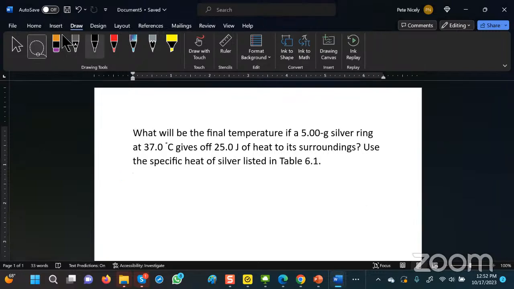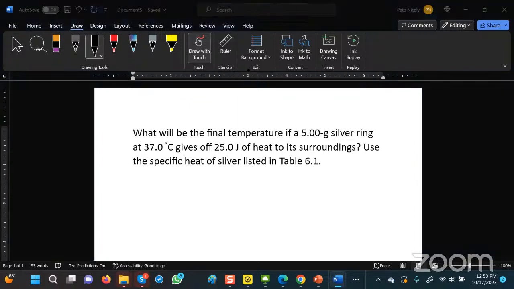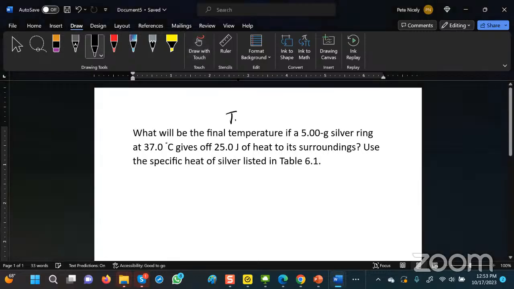Okay, so now when you're doing this question, you have to be careful. You have to pay attention to how the question is worded, because the way the question is worded will give some indication as to the signs for some different terms. It says, what will be the final temperature? So I'm just going to use Tf here to represent the final temperature. That's what the question is asking for. It gives you the mass of the ring. It gives you the initial temperature. It says that it gives off 25.0 joules of heat. So what does that tell you about the heat in terms of the sign?